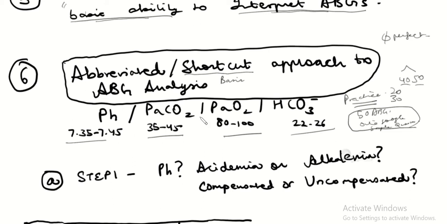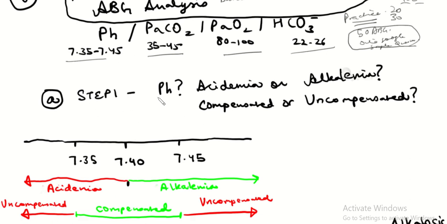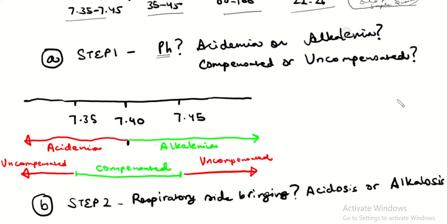So let's go through the steps. Step 1, what's the pH? Acidemia or alkalemia, compensated or uncompensated? This is the decision tree. Normal is 7.35 to 7.45. Anything less than 7.4 is acidemia. Anything greater than 7.4 is alkalemia. Compensated: anytime a pH is between 7.35 and 7.45, it's compensated. Anything outside is uncompensated.